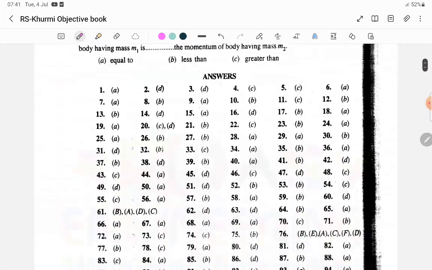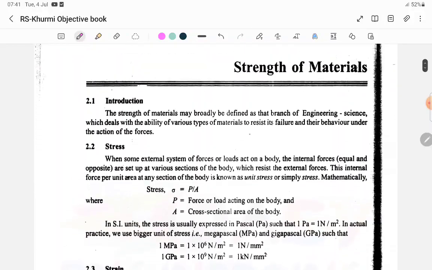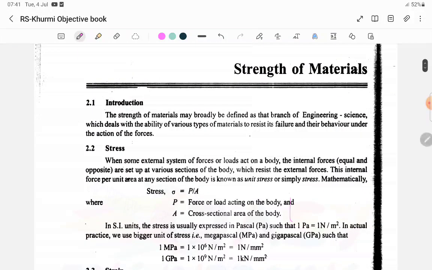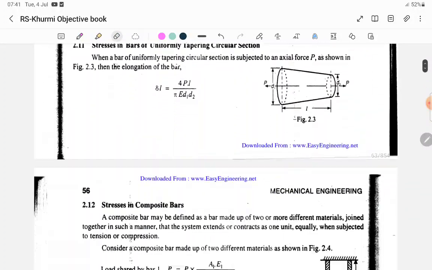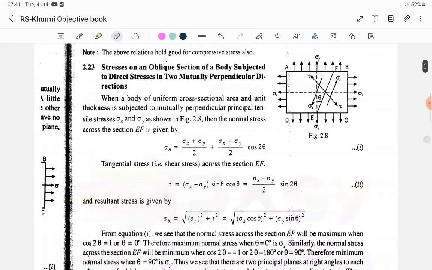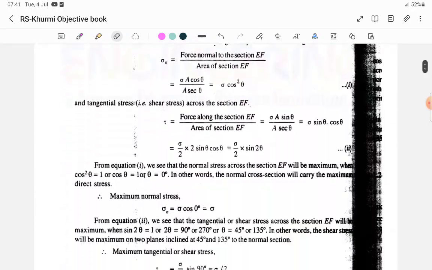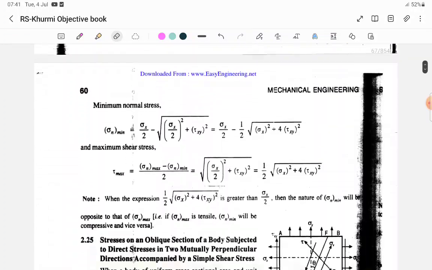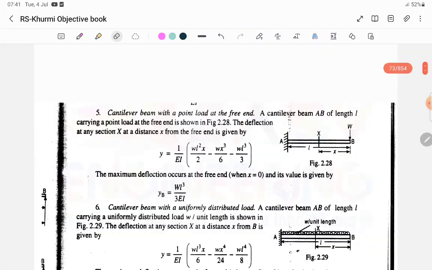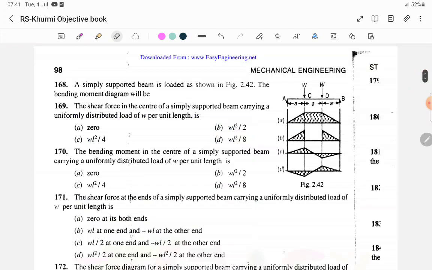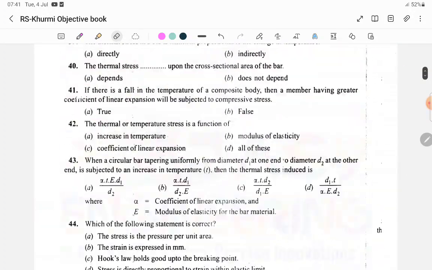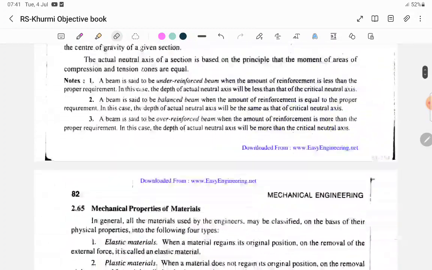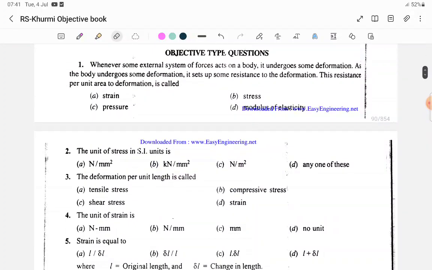You can see here the strength of materials. Some definitions are there, but we are going to do only the questions. If you have any doubt, you can comment in the comment section, and I will provide you the solution for those questions. Now we're going to see the first question. Before I mark, you have to mark your answers.